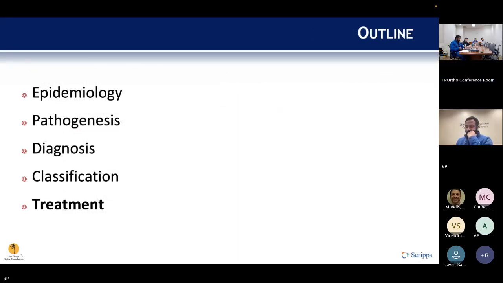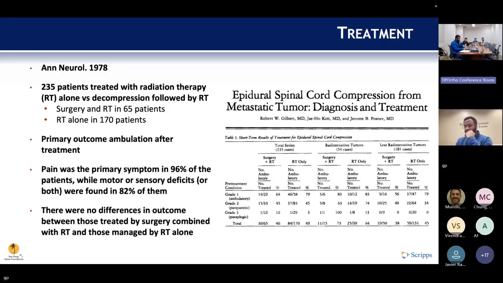So briefly on some treatment, looking from a historical perspective, this is a paper all the way from 1978, and they had 235 patients treated with laminectomy, followed by radiation therapy versus radiation therapy alone. The primary outcome was ambulation, and they found that there was no difference between the two. So this made a stance against surgical intervention, actually, for spinal cord compression at that time.